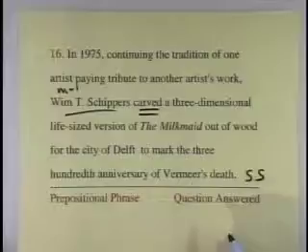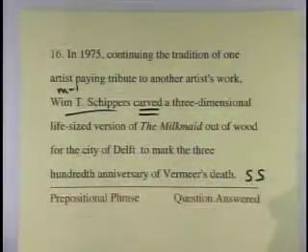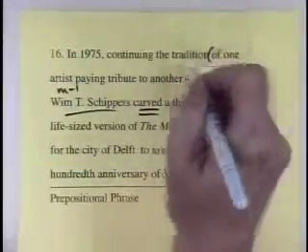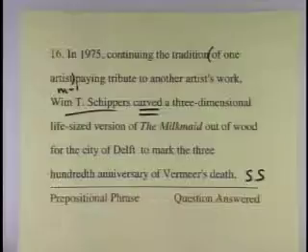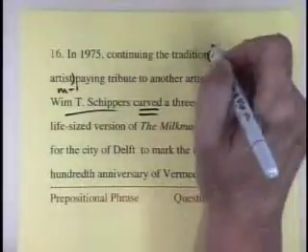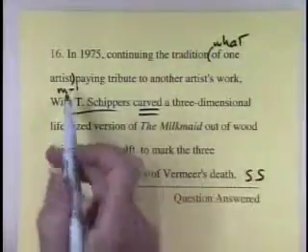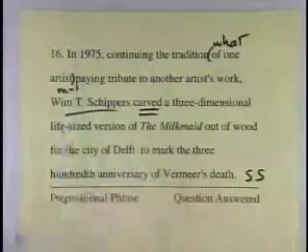Of one artist paying tribute. Too much. Of one artist. So let's just back it up. In 1975, continuing the tradition of one artist, and that would answer? Of what? Right. And you would want to stop it after artist because that's your noun object. You wouldn't go past it. Where's your next one?